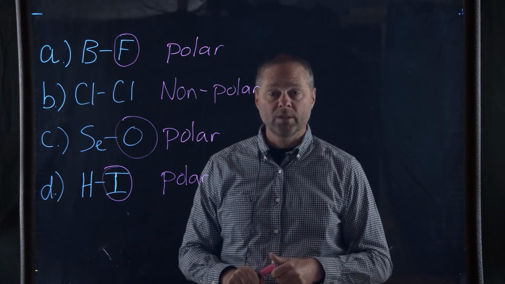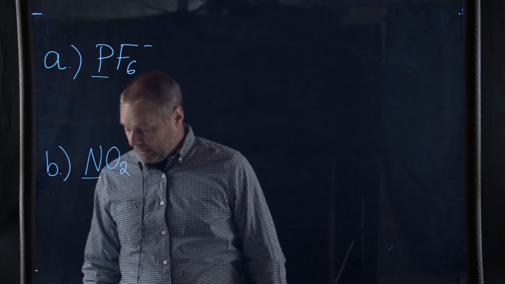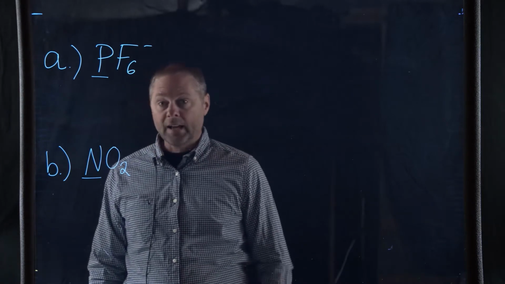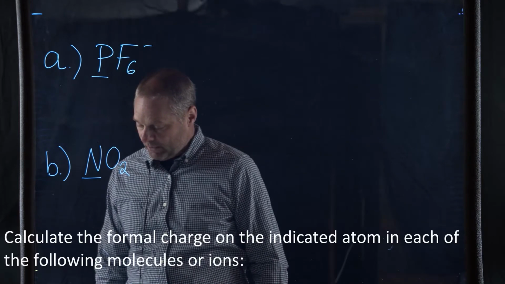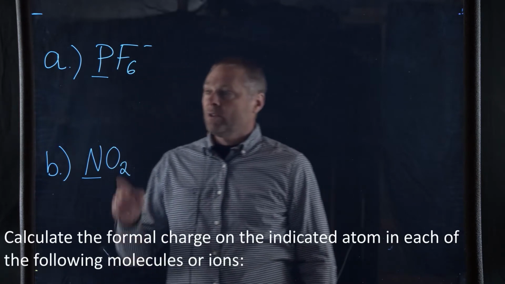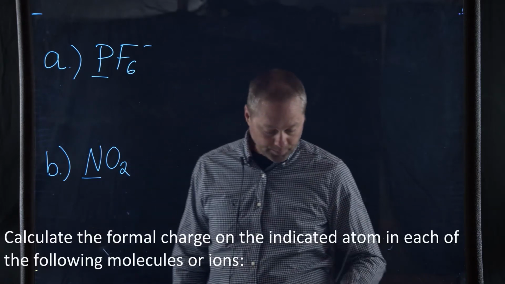How do you calculate the formal charge? For this problem, what we want to do is calculate the formal charge for the indicated atom. Now, the indicated atom I have actually underlined in each of the following molecules or ions. So the first one we're going to be dealing with is phosphorus hexafluoride.